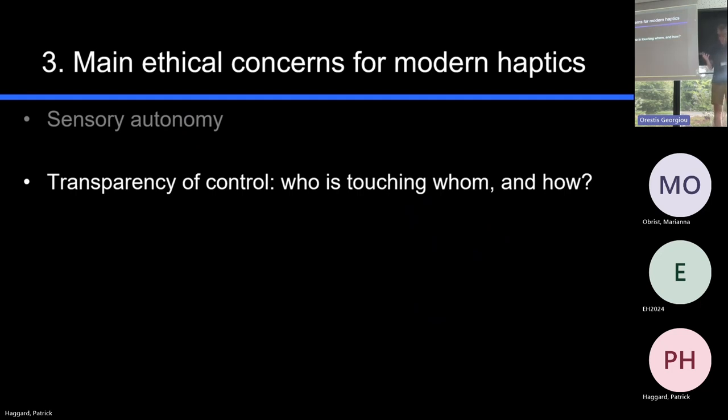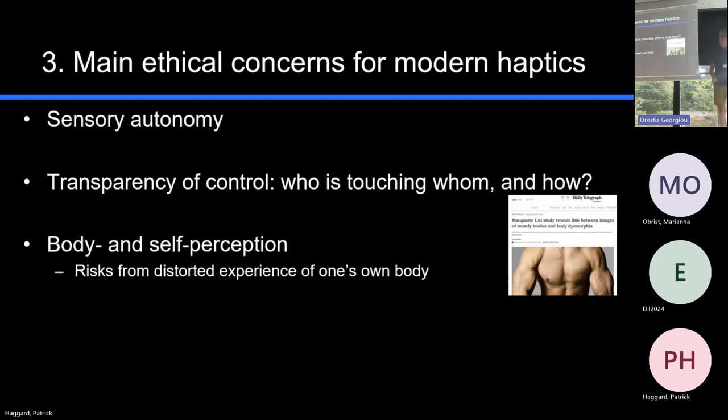Are the touches being controlled by another person? Are they being controlled by an algorithm? Who is the other person? Who controls the algorithm? Are they perhaps delayed playback from your own previous actions? Who is touching whom and why? These are really, really important questions, which I think we can all understand, just in terms of personal identity, we need to know.